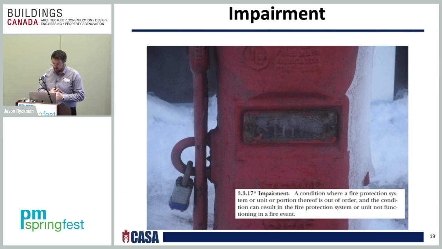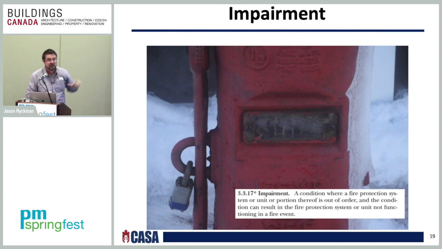Another thing is impairments. An impairment is a condition where a fire protection system or unit or portion thereof is out of service or order, and the condition can result in a fire protection system or unit not functioning in a fire event. This is the most extreme issue that you can have on your water-based fire protection system. Some jurisdictions require a 24-hour fix. So if you have an impairment in your building, it has to be fixed within 24 hours. This is a really big issue.